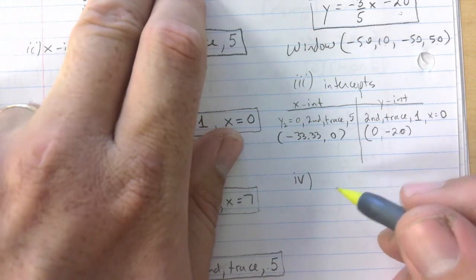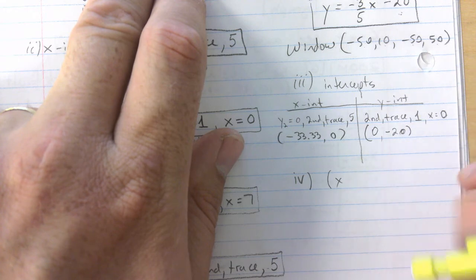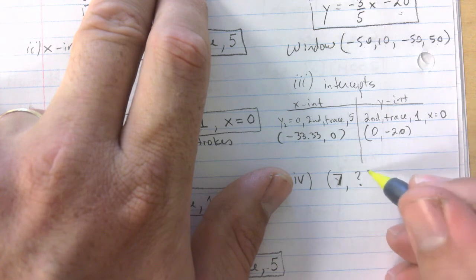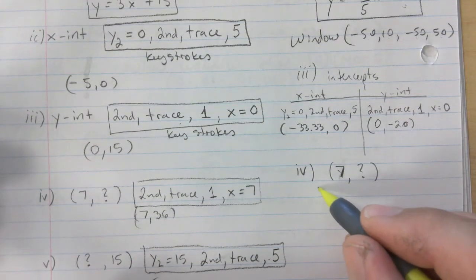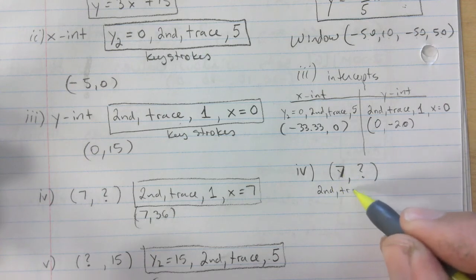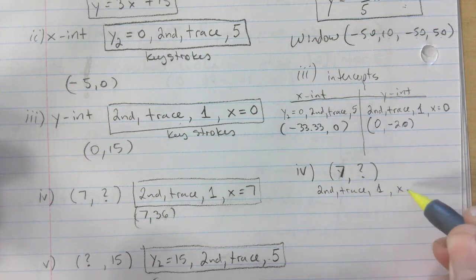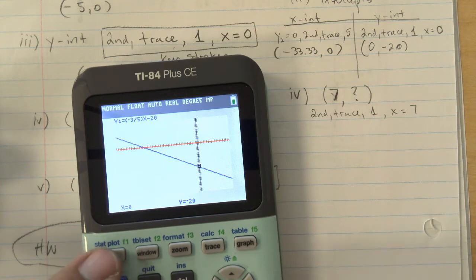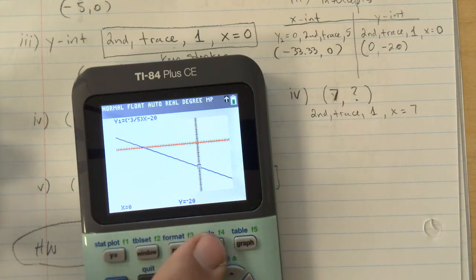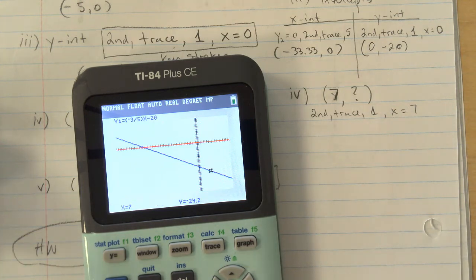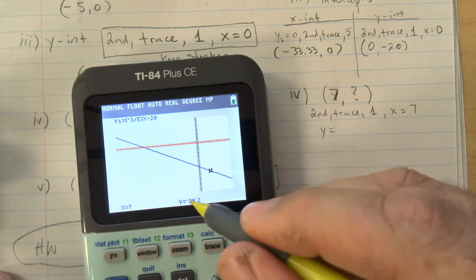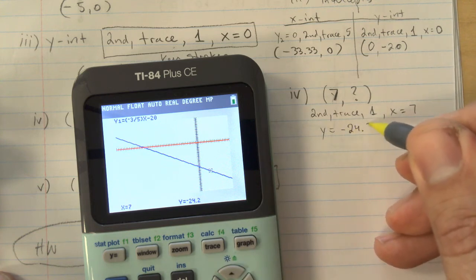And then the fourth point was basically when x is equal to 7, sorry, I'm going to erase that. When x is equal to 7, what is y? That's basically what they're asking you there. So because you're given an x value, you have to use second trace 1 and just let x equal 7 in that case. So second trace 1, x is equal to 7, and it fits my window. If it's outside the window, it might complain, but you can actually see it coming up, right? So y is equal to negative 24.2.